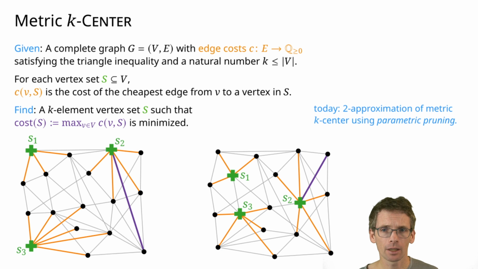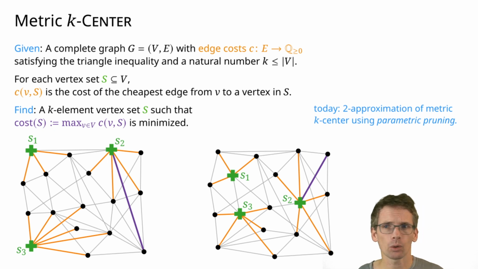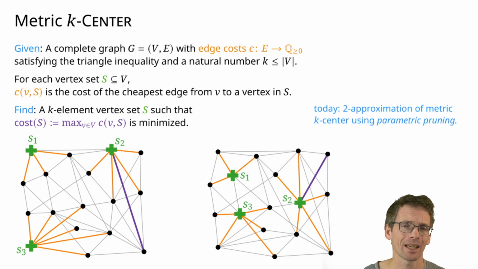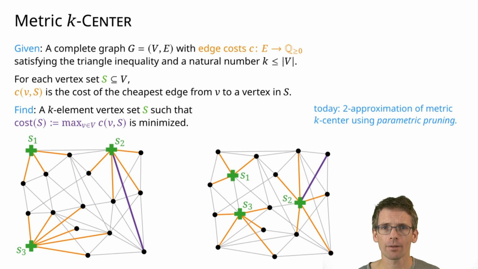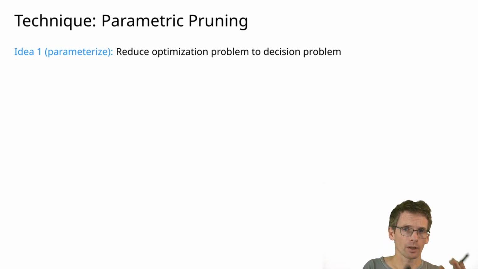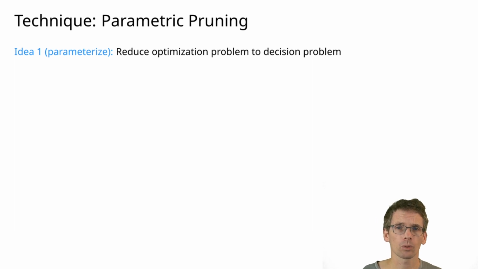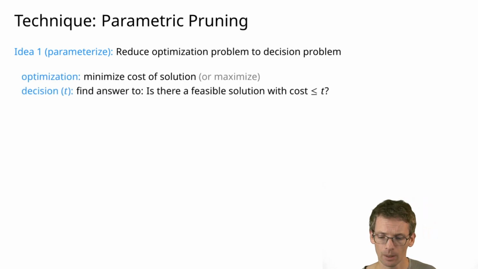And the technique that we're going to use is parametric pruning, which I first want to introduce somewhat abstractly, and then we're going to see what this means for the metric k-center problem. So what are the ingredients of parametric pruning? First of all, we have an optimization problem. Given k and this graph, we want to minimize the cost of the clustering. And we're going to reduce this optimization problem to a decision problem. This is typically possible.